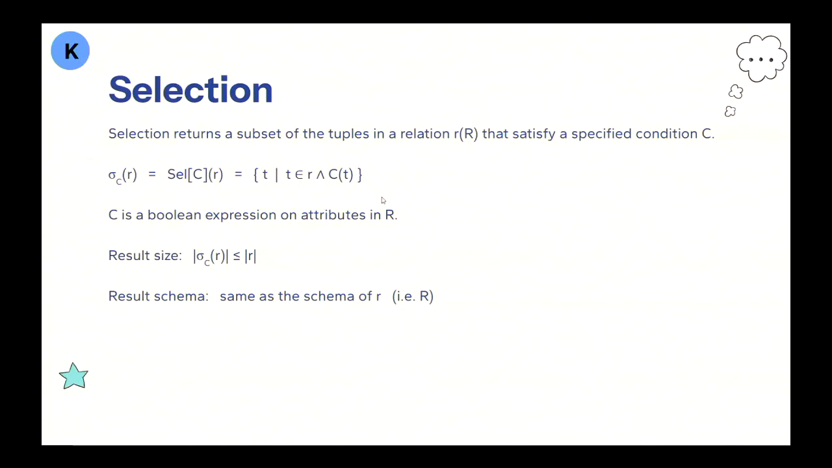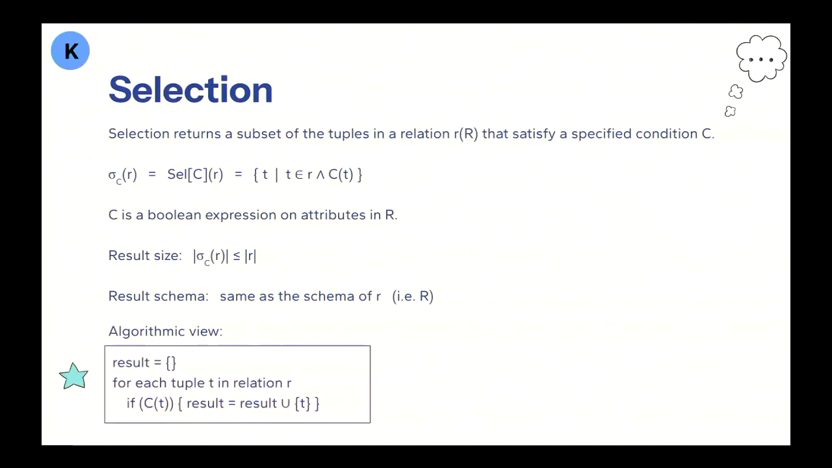So this is the definition of selection. And the result size, as you may notice, is always smaller than or equal to the original relation. Because if we select everything, the size would be equal to the original relation, and otherwise it's smaller than the original relation. And the result schema, the attributes, is the same as the schema of R. So with select here in relational algebra, we don't specify the attributes to be selected. It will return all the attributes that are included in R. So that's something you have to take note of.